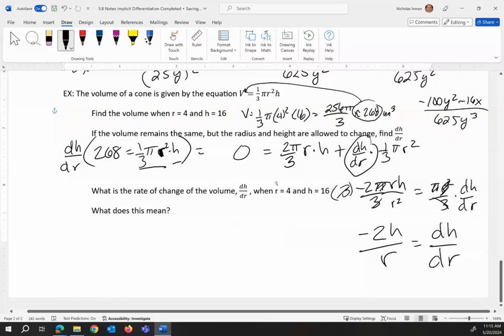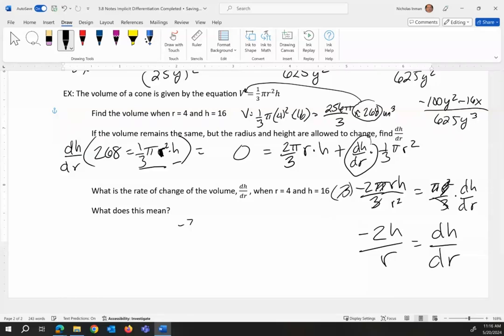So find the rate of change, dH/dr, when r is 4 and h is 16. So plug in 4, plug in 16. Negative 2 times 16 over 4. So negative 32 over 4 is negative 8.